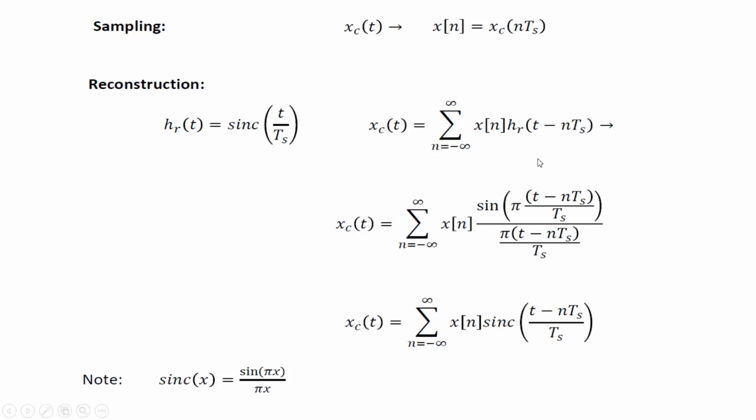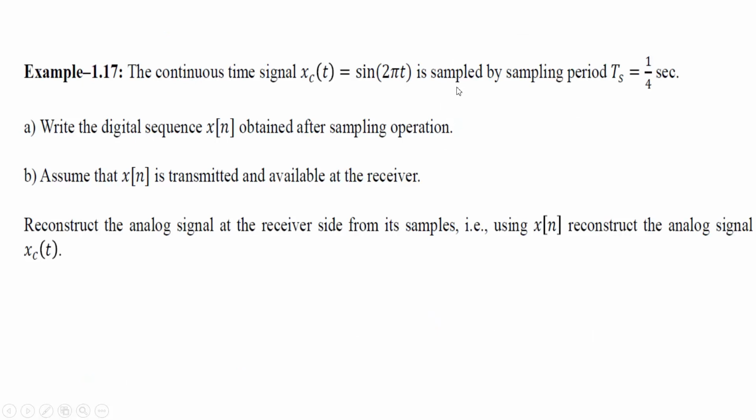Now we will use this expression, and we will write the code using this expression to recover the signal back. Before we do the MATLAB coding, let us try to understand the process through an example in which the continuous time signal is given and the signal is sine 2 pi t. This signal is sampled by a sampling period of 1 by 4 seconds. We need to write the digital sequence xn obtained after the sampling operation. Assume that xn is transmitted and available at the receiver. Now we need to reconstruct the signal using this digital sequence xn, which is available at the receiver.